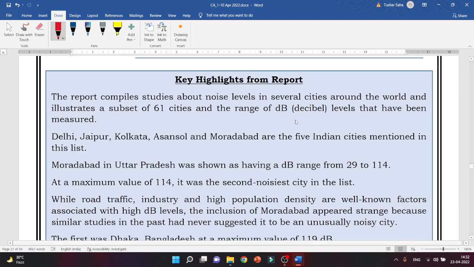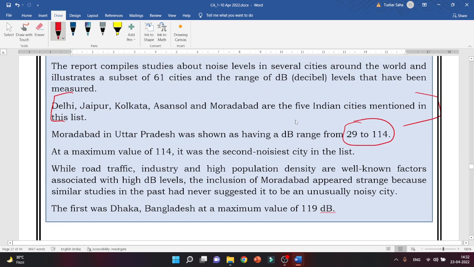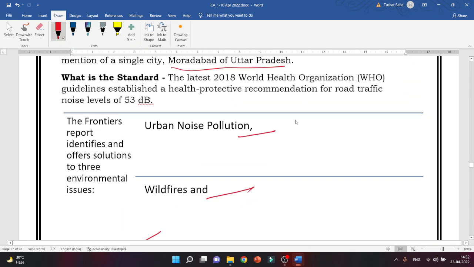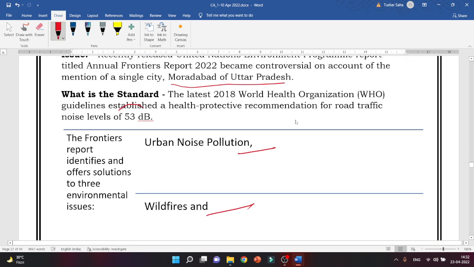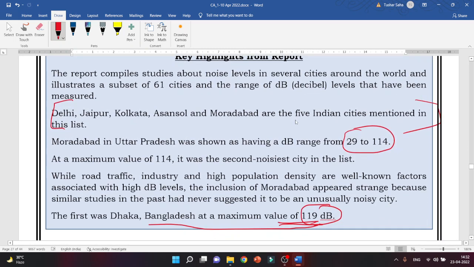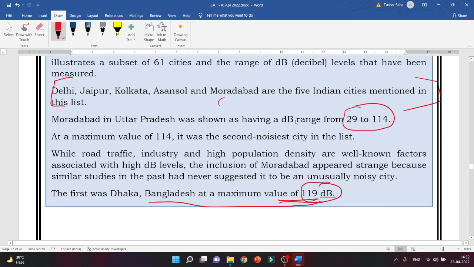So these are the 5 Indian cities that were mentioned: Delhi, Jaipur, Kolkata, Asansol, and Moradabad. Specifically, Moradabad in UP has shown a decibel range from 20 to 114. The maximum is 120, right? So Dhaka in Bangladesh is at the maximum value of 119 decibel. Now, what is the standard? The standard set by the WHO in 2018 is 53 decibel, meaning 53 decibel is the normal. So Moradabad showed a huge variation, from being very silent to very violent at 114, right?